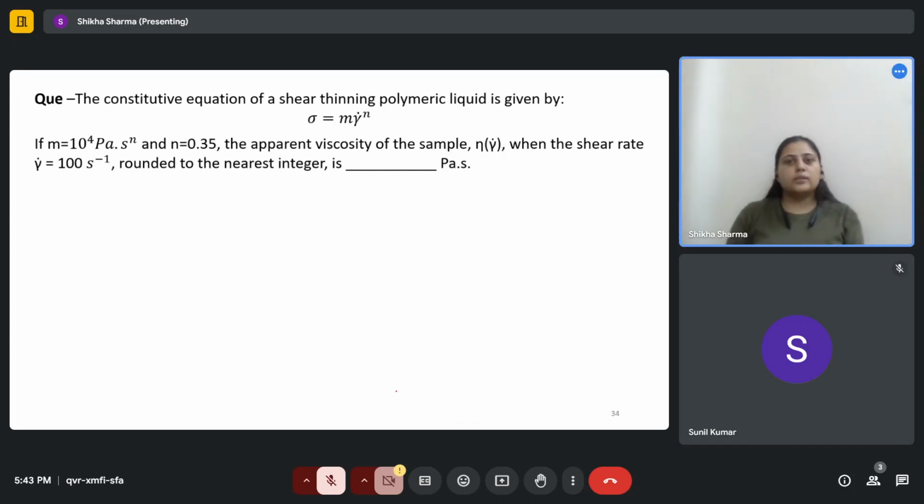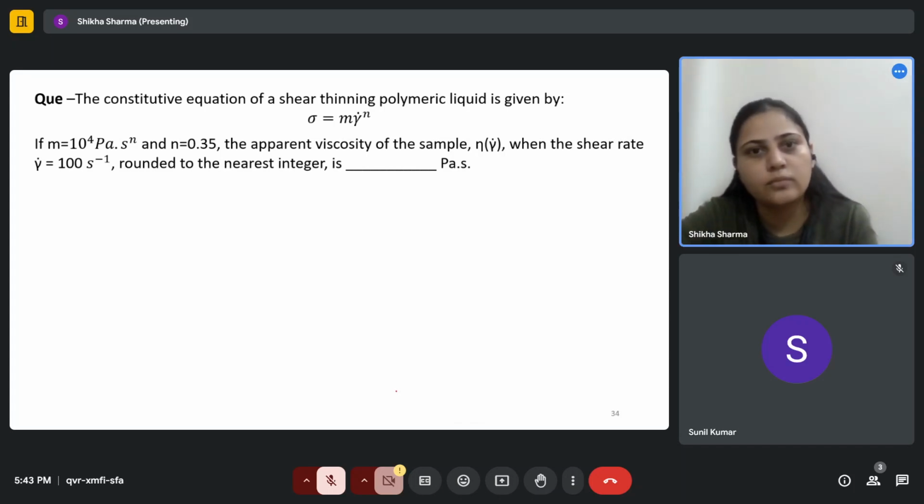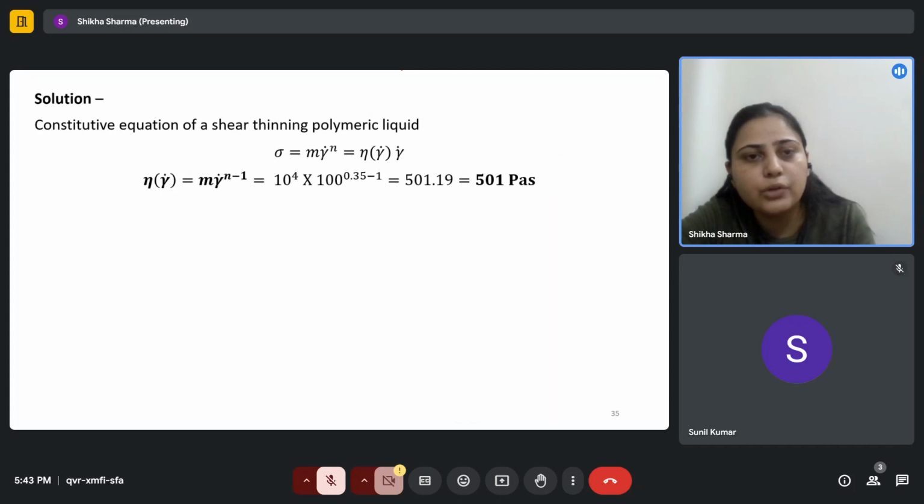So this is something like the power law. This equation is looking like that. So let's calculate. Everything is given. The constitutive equation of a shear thinning polymeric liquid is given as this, right?